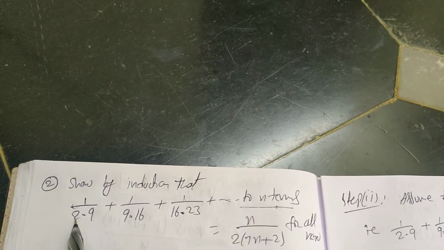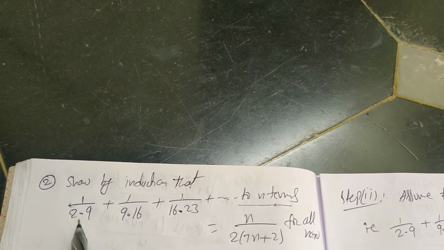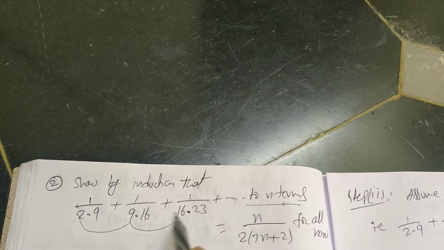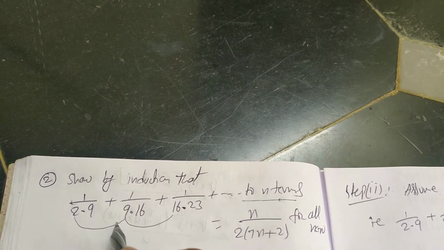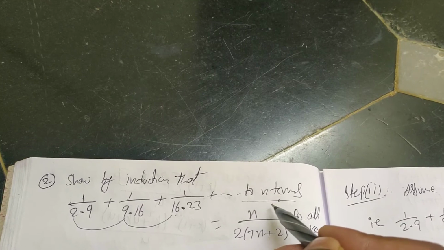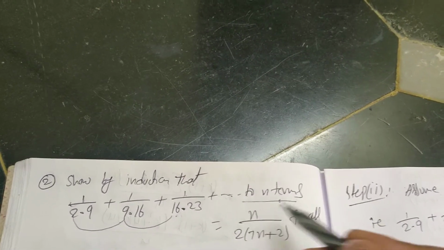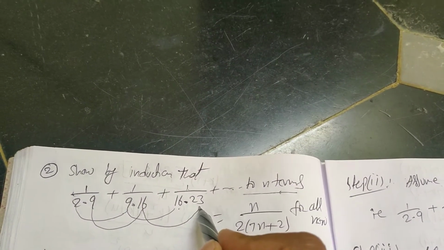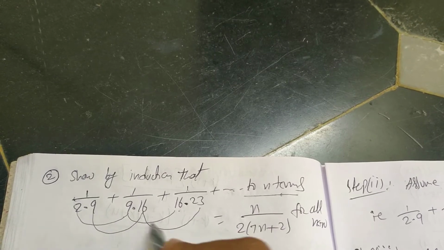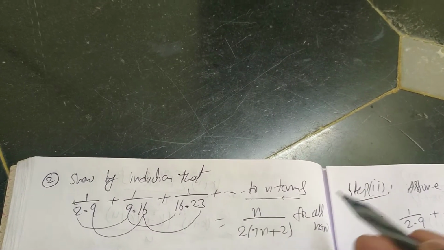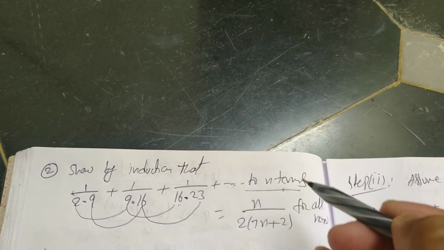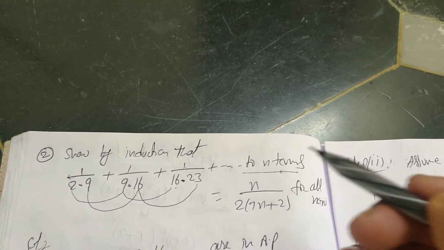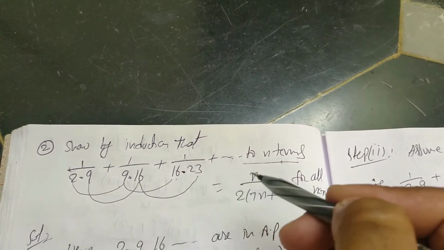But in the denominator we have two factors. If you observe the first factors 2, 9, 16 and so on, we get the nth term for this, which is one of the factors in the denominator. And 9, 16, 23 are the second factors. So we get the nth term of this as well, the second factor in the denominator. If you combine those two factors in the denominator, that is nothing but the nth term of the given series.